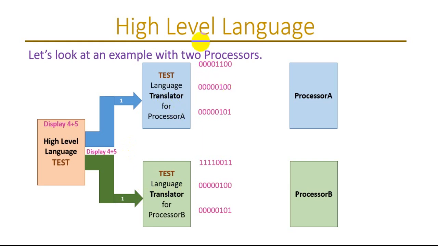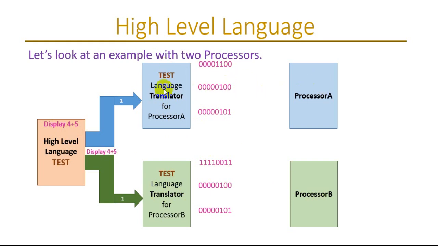Processor A's add instruction is 4 zeros 1100, whereas processor B's add instruction is 410011. The 4 and 5 are the same on both. So when this translator translates 4 plus 5, it will be translated like that. When this translator translates 4 plus 5, it will be translated like this, because this is what processor B will understand, and this is what processor A will understand.